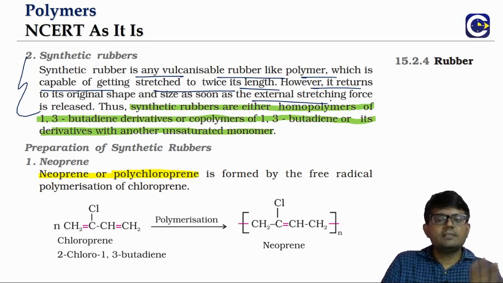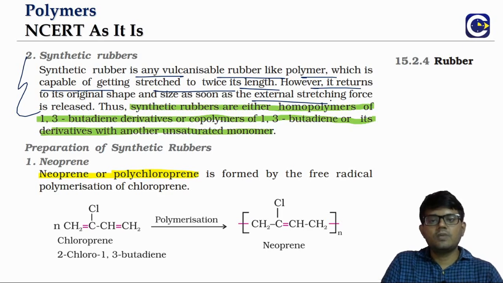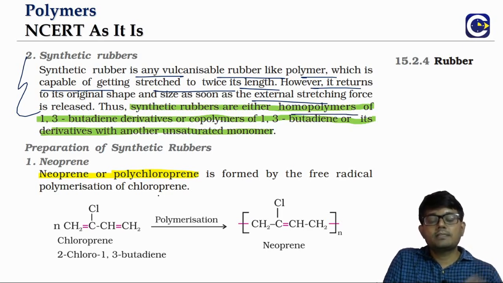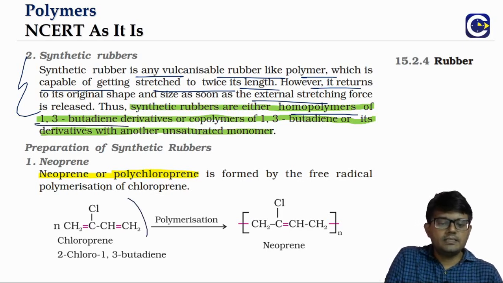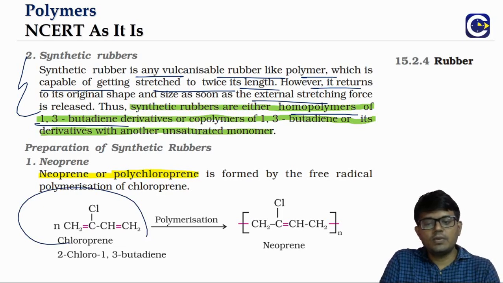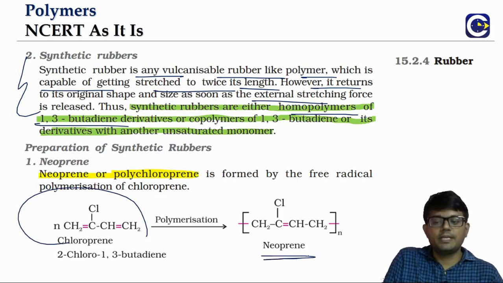Synthetic rubbers, right? We will see some examples because in our syllabus we have only some examples of synthetic rubber. They are either homopolymers of 1,3-butadiene derivatives. Okay, like you see here, this is what? Chloroprene is a derivative of 1,3-butadiene. Chloroprene, when it is undergoing the polymerization, right, we will get what? Neoprene.